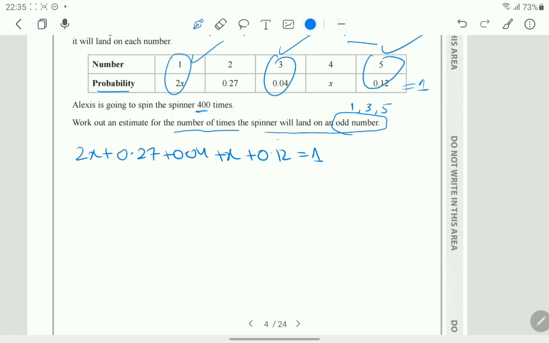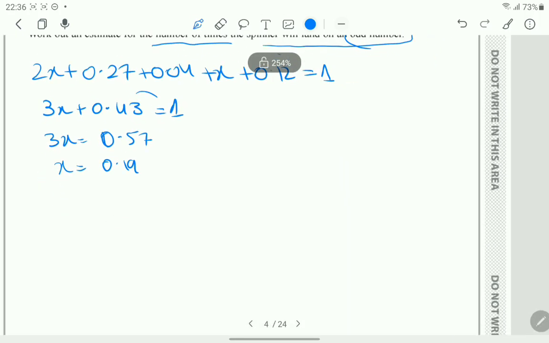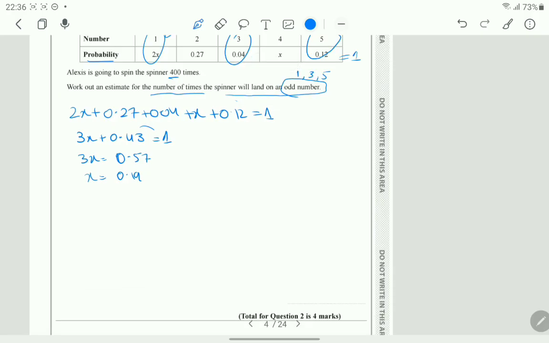Using a calculator or otherwise, you get 3x plus 0.43 equals 1, so 3x equals 0.57, and x equals 0.57 divided by 3, which gives 0.19. But this is not our final answer. Don't get excited and write it and move on.